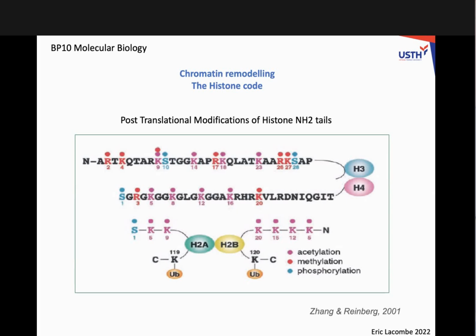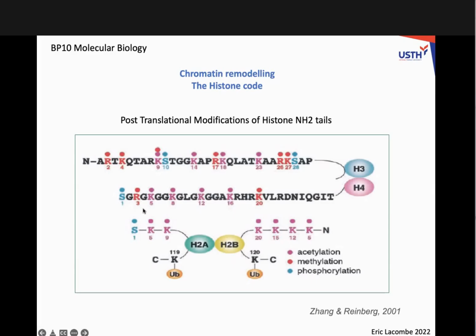So if you look at the drawing there, we are talking about the 4 histones that constitute the core of the nucleosome. I remember that a nucleosome is 8 molecules of histone: 2 molecules of H2A, 2 molecules of H2B, 2 H3, and 2 H4. This makes the core of the nucleosome.